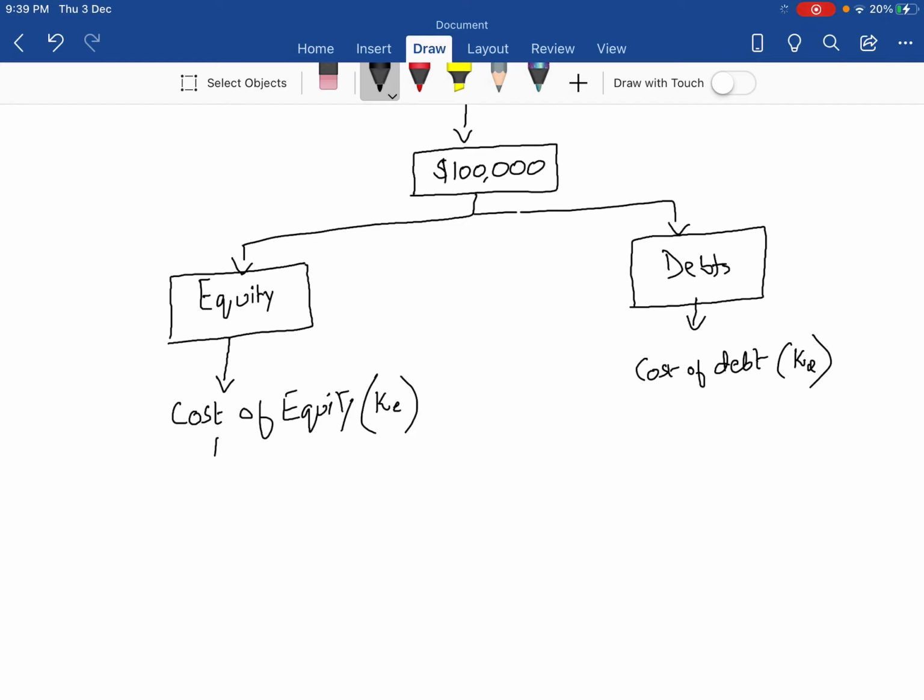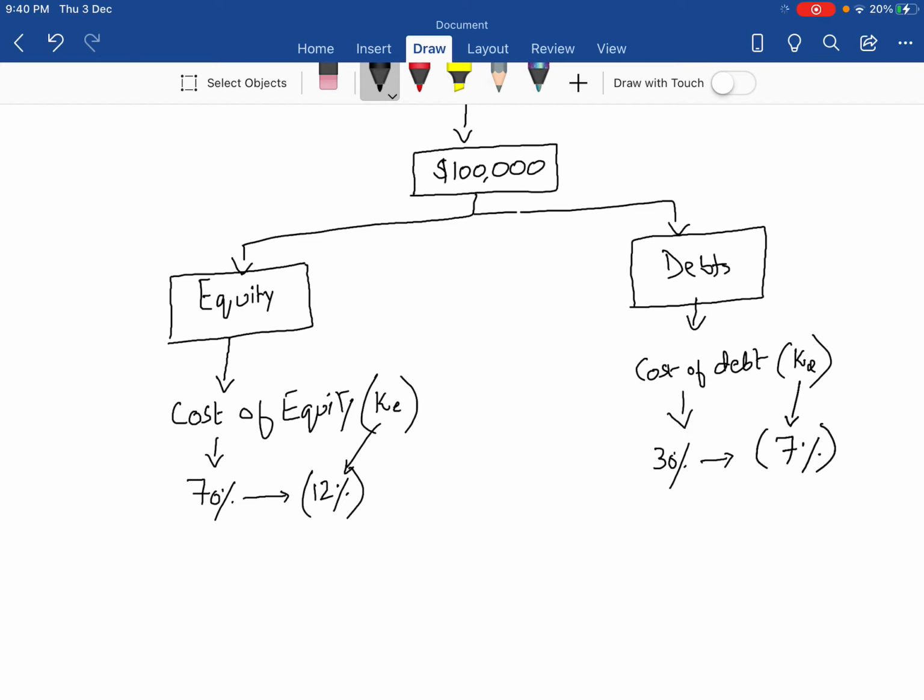So let's say in this case the company decides to have 70% of its capital coming through equity, and since they bear more risk, they will be getting more return, and let's assume it's 12%. The cost of equity is 12%. And let's say 30% of the total capital of $100,000 is financed through debts, and because of less risk, let's say they are paid an overall return of 7%, which we call cost of debt.